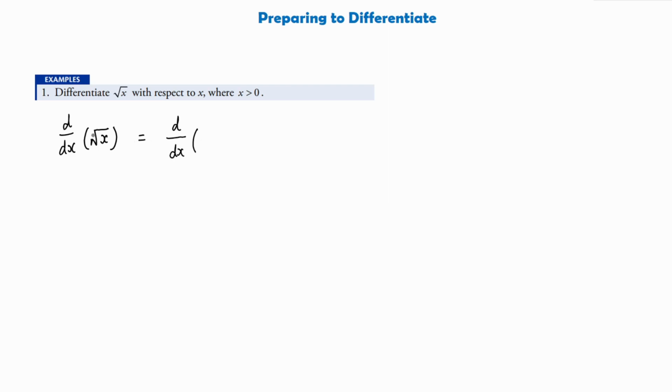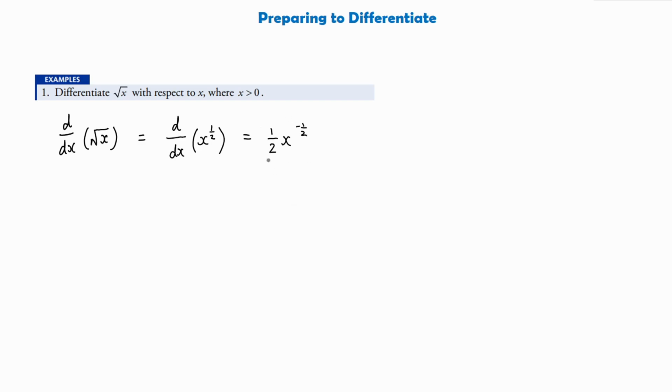Now, how's another way of writing square root x? Well, we say that the square root of a value is the same as doing that value to the power of a half. So we would say that we are doing the derivative of x to the power of a half. And now we have our equation of the form x to the n. And we know here, we just bring the power on down to the front, multiply it by x, and a half take away 1 is going to be negative a half.